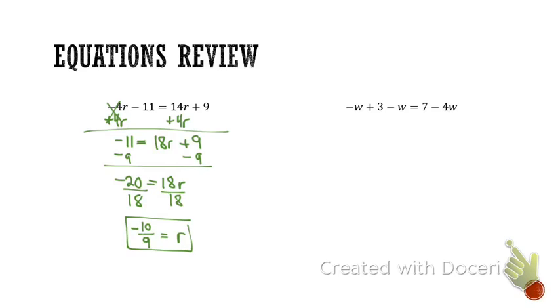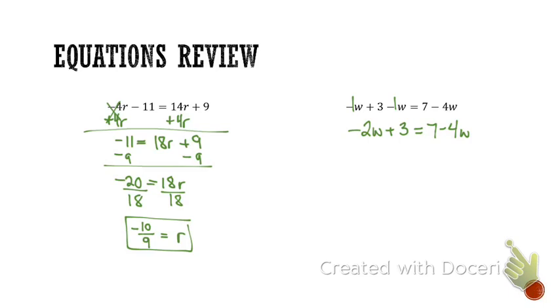All right, last problem. Did you catch that there were like terms on the left side of the equation? So because there are like terms, you should be combining them. Negative 1w minus 1w is negative 2w plus 3 equals 7 minus 4w.